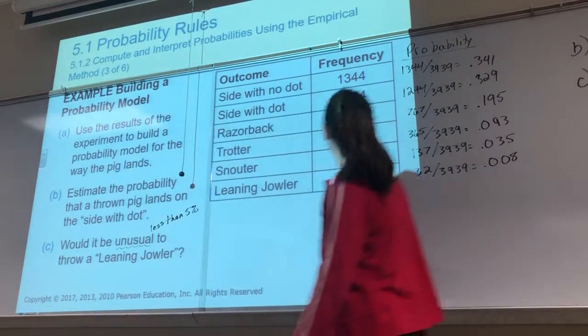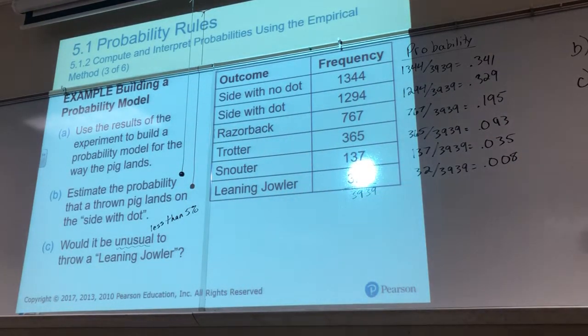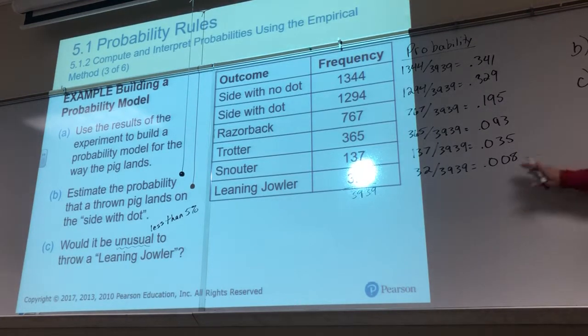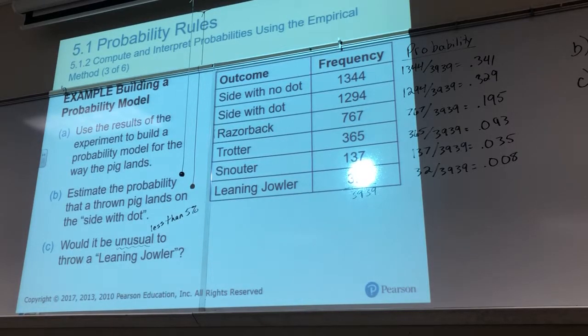If we look here at leaning jowler, this is 0.008. If we move the decimal over, it's 0.8%, which is really small. So in this case for part C, we would say yes, because the probability of a leaning jowler equals 0.008, and that is less than 0.05. When you have those types of questions, it's not a yes or no question. You have to figure out what the probability is first and then compare it to 0.05.